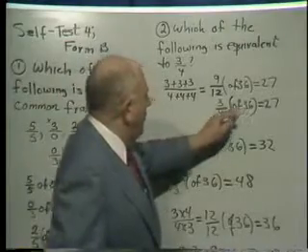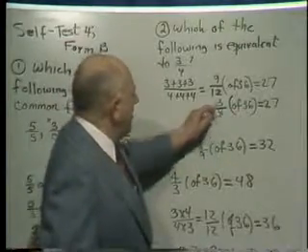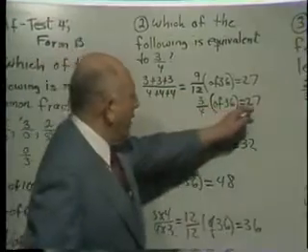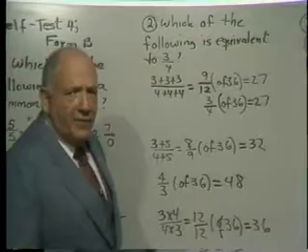3/4 of 36, 36 divided by 4 is 9. 9 times 3 is 27. So 9/12 and 3/4 both name what? 27 parts out of 36.